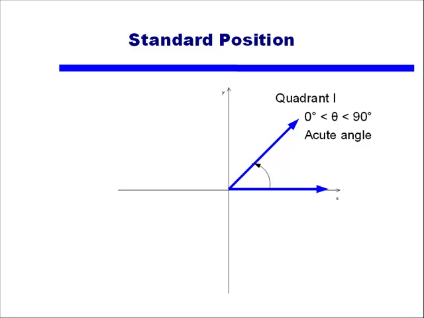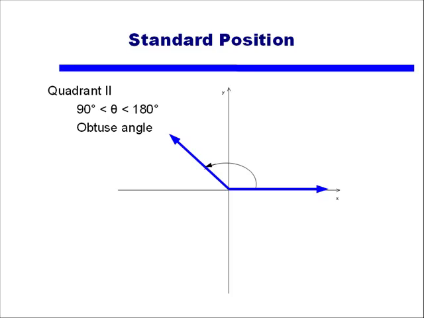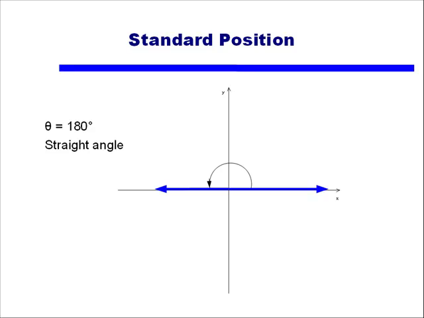This first quadrant would have angles between 0 and 90 degrees. It's what we've known as an acute angle. If we keep rotating, we'd come up with an angle of 90 degrees, or what we know as a right angle, and that lines up with the positive y-axis. If we continue to rotate, then we end up in quadrant 2, where the angle would be between 90 and 180 degrees, and this is what we've known as an obtuse angle. If we keep up our rotations, we end up with 180 degrees, or a straight angle, and this would be lined up with the negative x-axis.